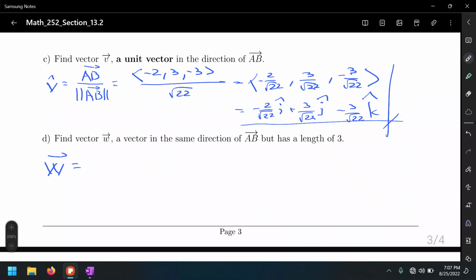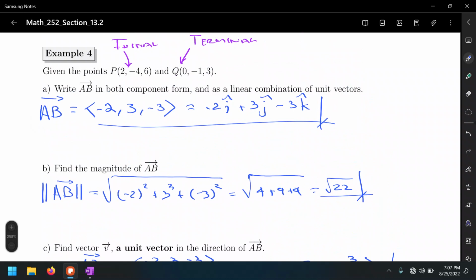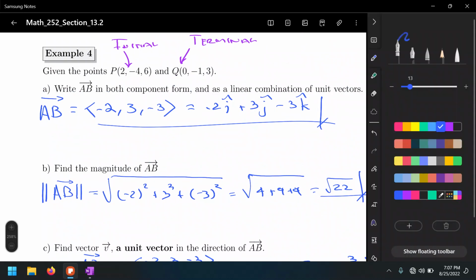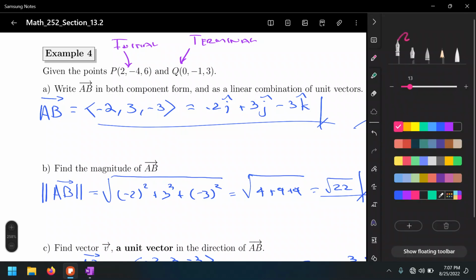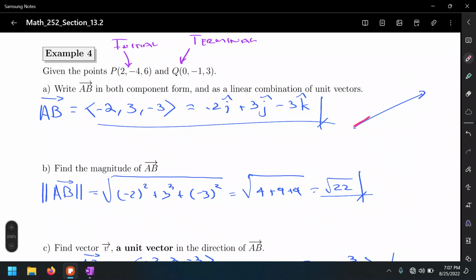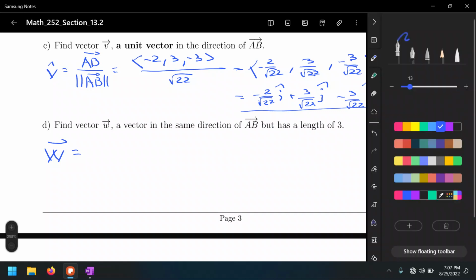Because it's a unit vector, isn't it? So what would you do to obtain a vector? The original vector, negative 2, 3, negative 3, is basically this vector, right? If we divide by its magnitude, we get a unit vector. This vector in red has a length of 1 and it's also going in the same direction as the given vector. But now, what would we do to get a vector that has a length of 3 starting with this vector? Multiply by 3, all right? That's what we would do.